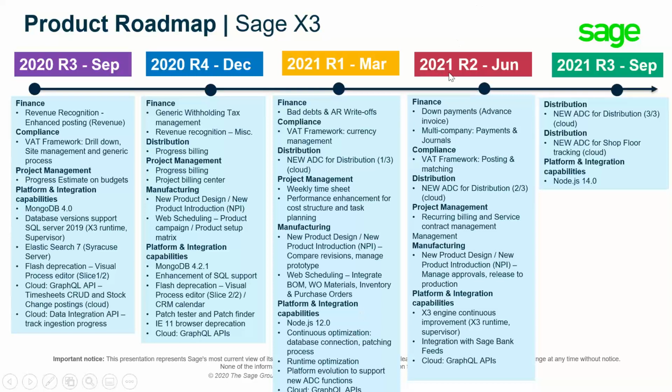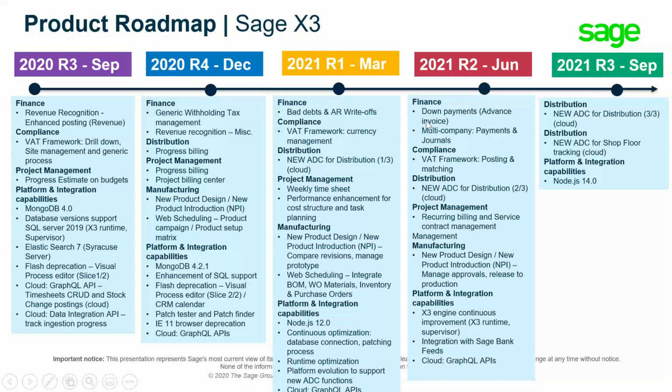And then for 2021 R2, which is in June next year, we have planned for down payments. We have planned again to enhance multi-company, as well as improvements for payments and for general.